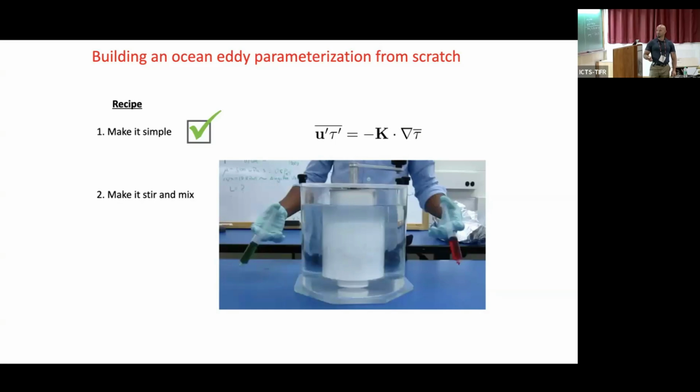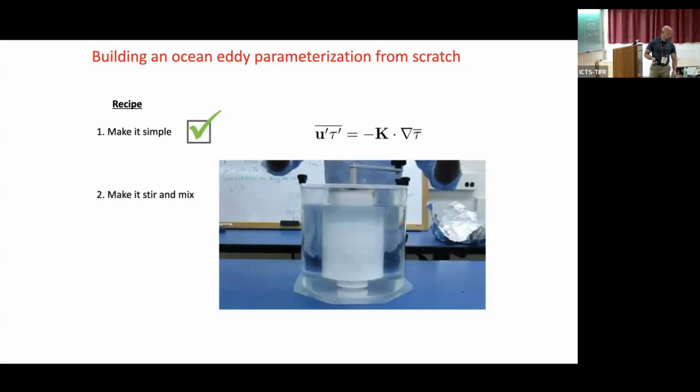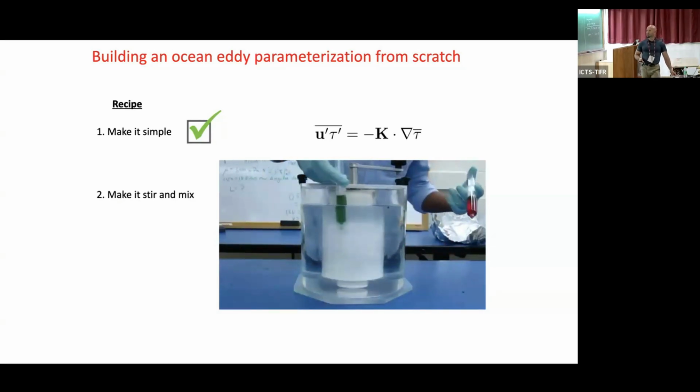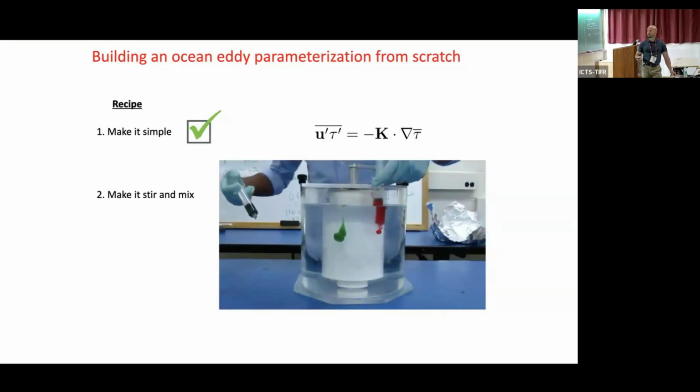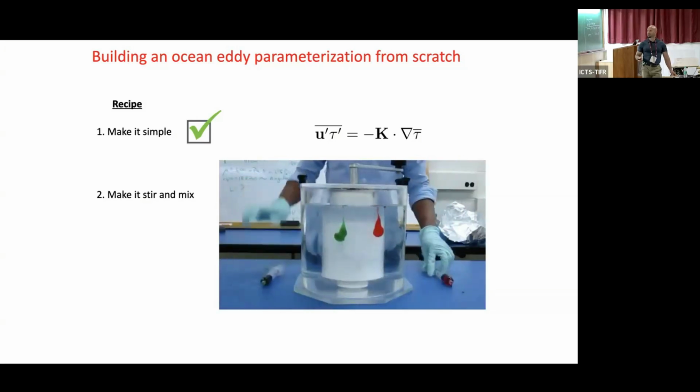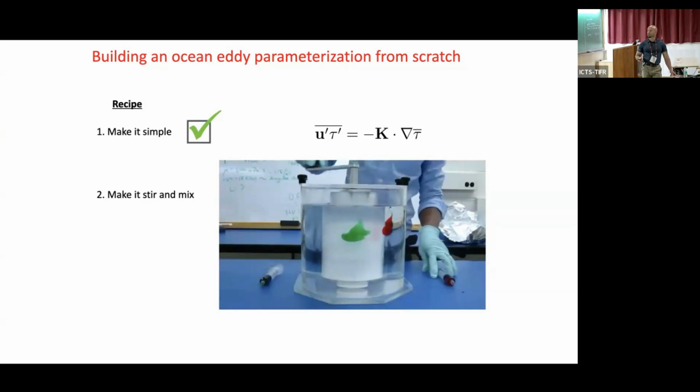Okay, number two, part of the recipe is make it stir and mix, and we can watch this fun little video. So this is what stirring looks like. Apologies to anyone who is colorblind. I didn't have any control over this movie. But okay, we got green dye on the left, red dye on the right. And this person is going to do some very, very gentle stirring.